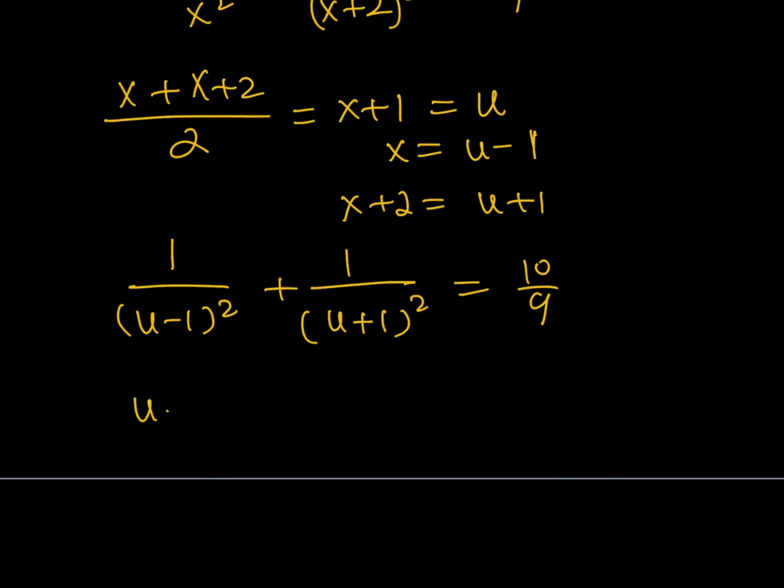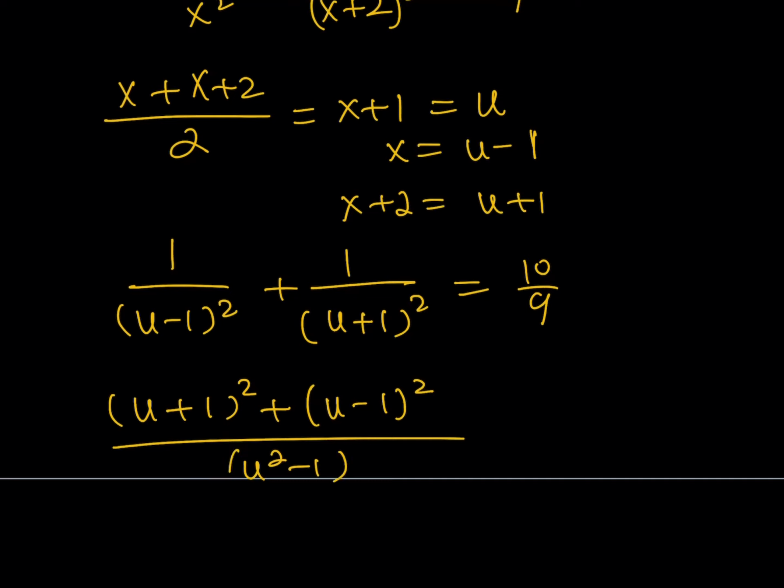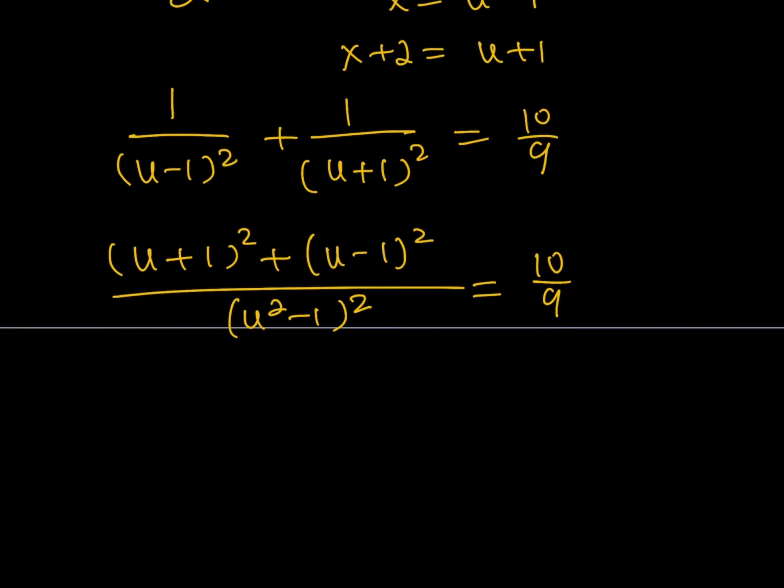So this one is going to have (u + 1)² + (u − 1)². That's the numerator. And the denominator is just going to be the product. Since these are conjugate terms, I can just write it as (u² − 1)². And then this is going to equal 10/9. Now we can simplify the numerator and then do the cross multiplication maybe later.